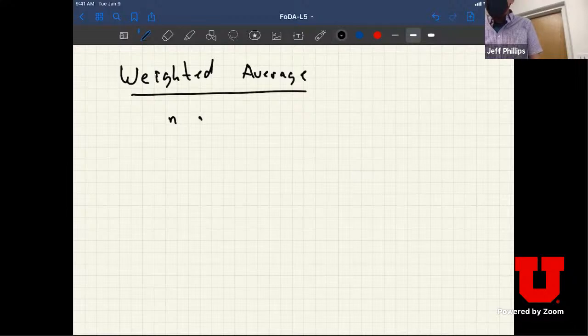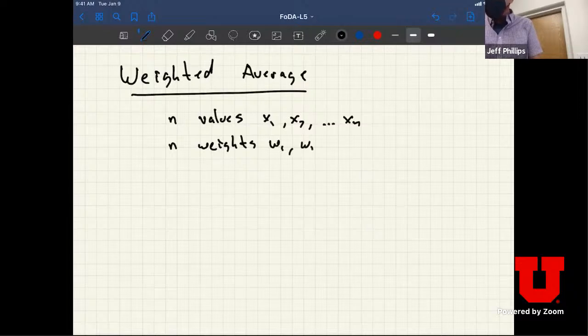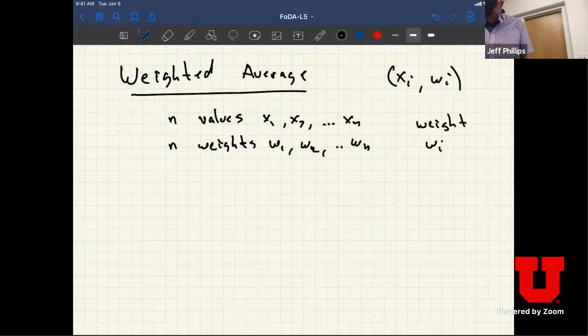But I'm going to have n values, x1, x2, up to xn, and I'm also going to have n weights, w1, w2, up to wn, and these correspond with each other, right? So I should think of them as a pair, xi and wi, and the weights will have the property that each wi has to be greater than or equal to 0. Okay, so this is going to be a common situation.